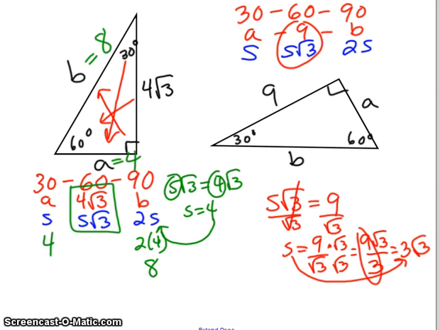So now we know that a is 3 square root 3. And b is 2 times 3 square root 3, which is 6 square root 3.